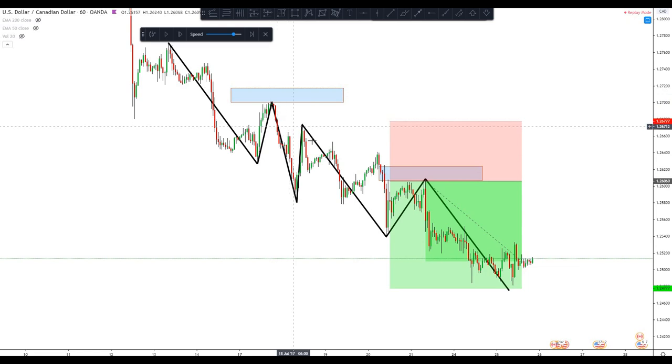So we're just targeting the new highs or new lows, which makes sense because that's what has to happen in these trends.